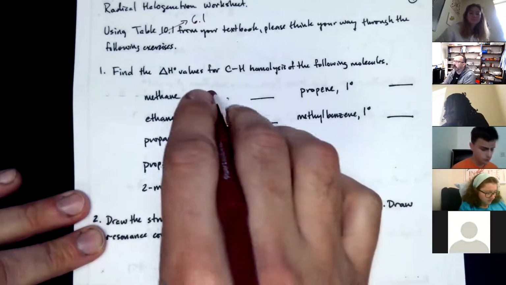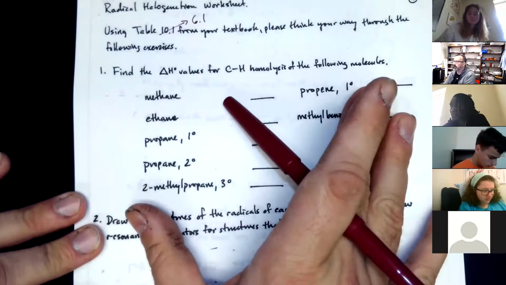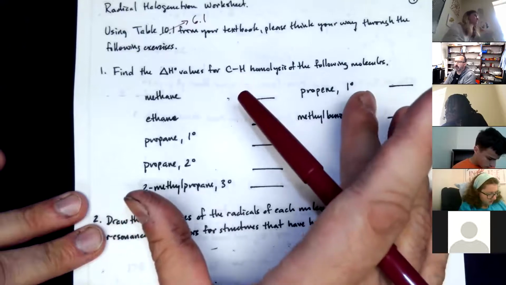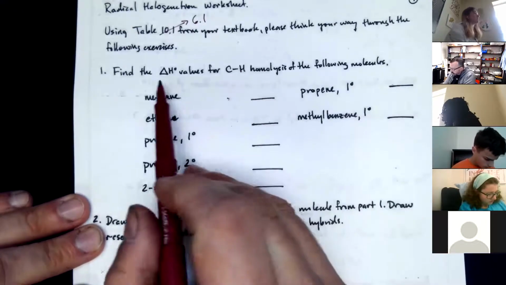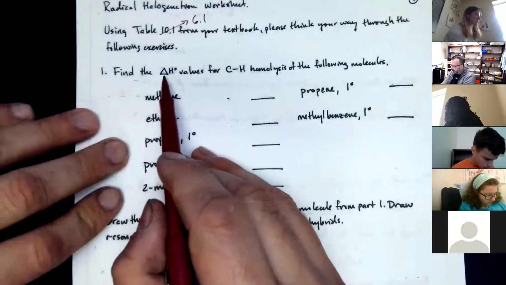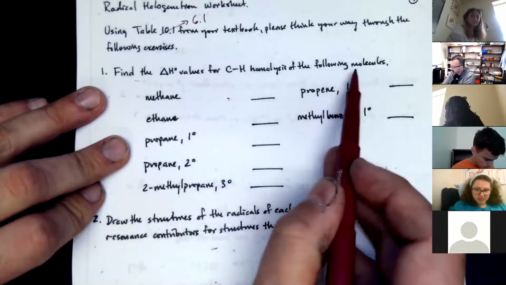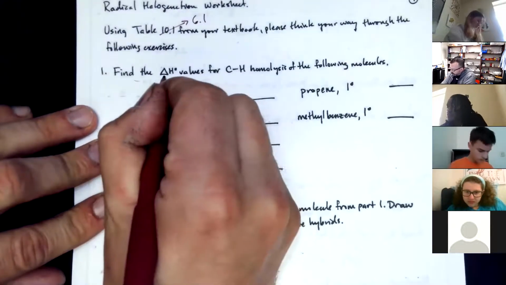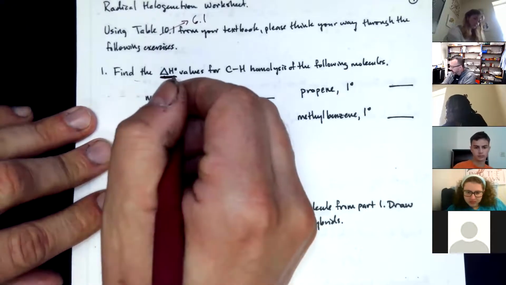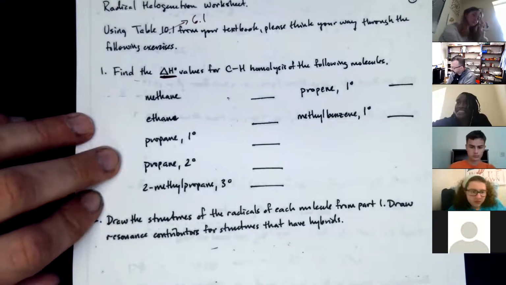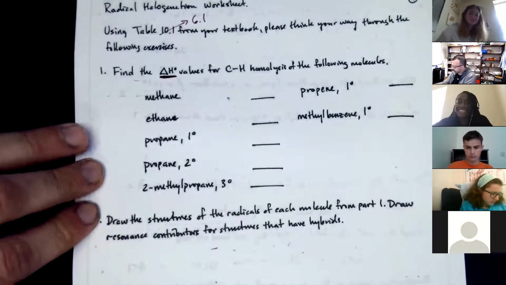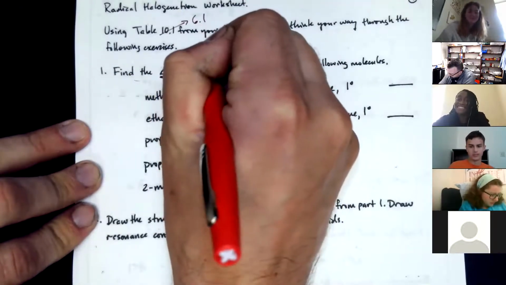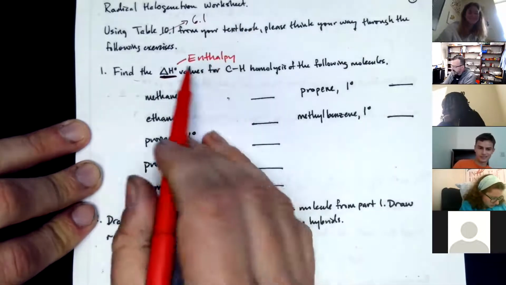This worksheet is going to lead you through some very basic exercises for understanding why the different types of hydrogens get abstracted. So first things first, find the delta H values for CH homolysis of the following molecules. So this term here, delta H, what does that mean? Do you remember from Gen Chem? So that's the enthalpy.